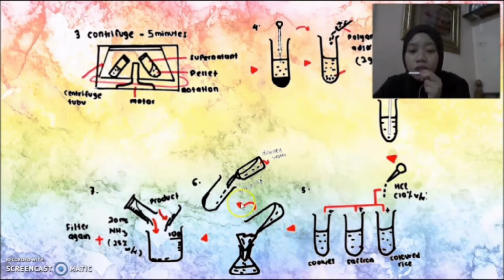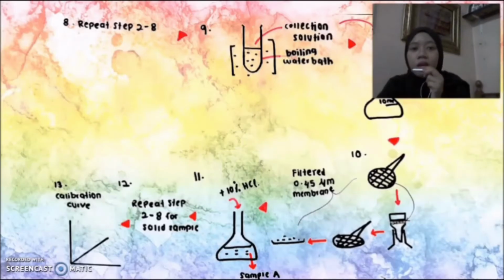To make sure there is no residue in the test tube, we must wash it using distilled water, and the product that we get we must move to another beaker, and we add 20 ml of NH3, and we filter again. Next, we repeat this from step 2 until step 8 to get a good result.